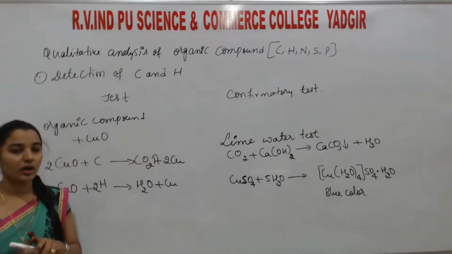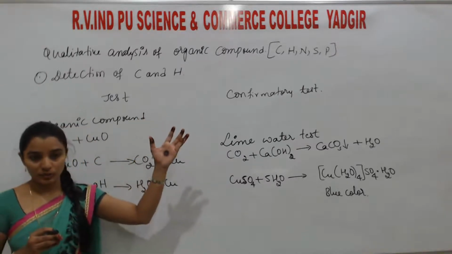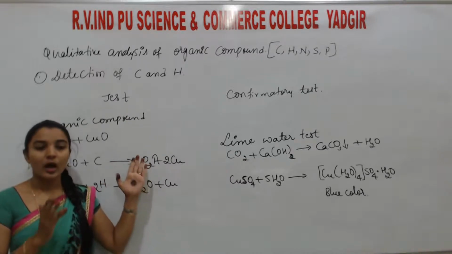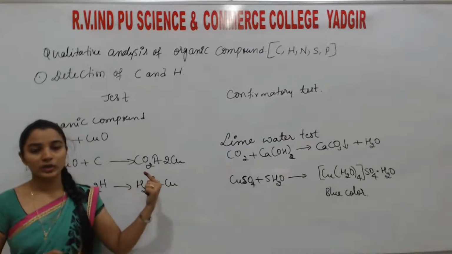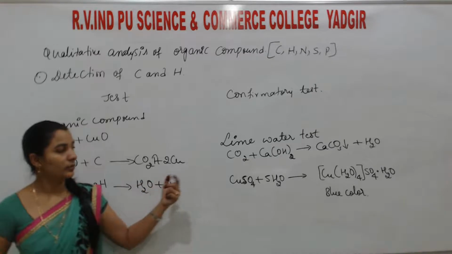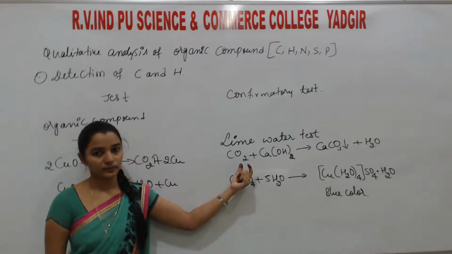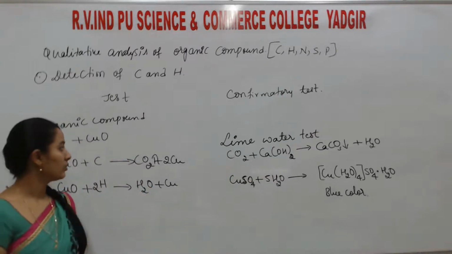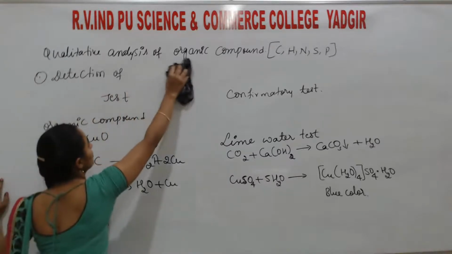So in the organic compound, how can we test the carbon and hydrogen? By treating them with copper oxide. All the carbon is converted into carbon dioxide and all the hydrogen is converted into water molecule. That is confirmed by this complex test and also the lime water test. So this is for carbon and hydrogen. Next, I'll go to another one.